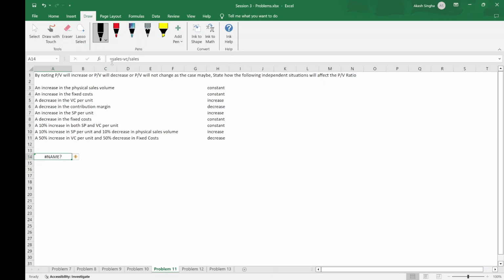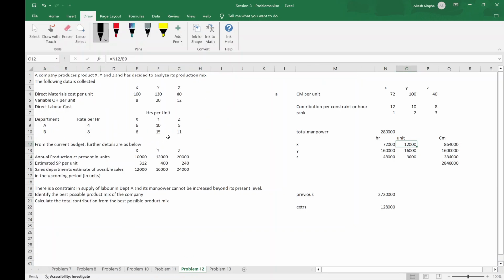So this is the formula. So if physical sales volume is decreased, it will decrease sales also, and variable cost also. So no point. But a 10% increase in selling price will increase the sales, and variable cost won't be changing. So total will increase. A 50% increase in variable cost per unit and 50% decrease in fixed cost. Again, the 50% decrease has nothing to do with this, but a 50% increase in variable cost means the total will be decreasing. So decrease.